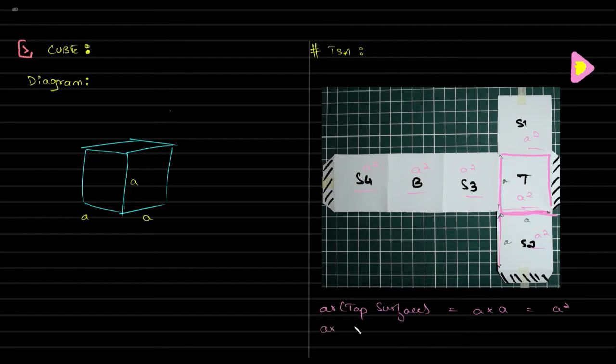So the area of all of the faces, right? So total surface area, let me write it that way. TSA would be equal to 6 times A square, because there are 6 of them. That's it, as simple as that.